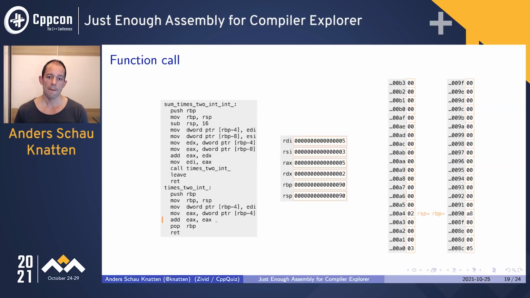But then we are going to multiply. The times 2, remember, took the parameter, multiplied by 2. And even on O0, GCC decided I'm going to just add it to itself because it's faster.